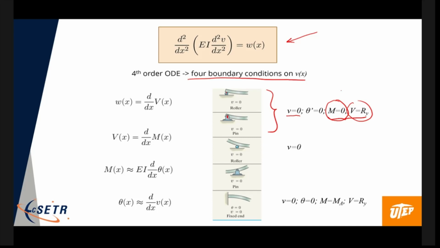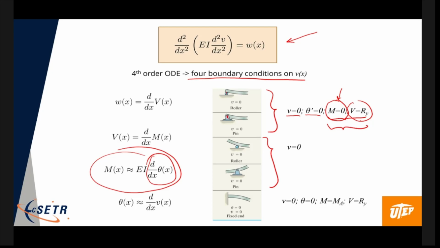Since the moment is 0, recall from here, if the moment is 0, that means the first derivative of the slope has to equal 0. That's what we have there. Okay. Now, if the pin or the roller is in the middle of the beam, you can't make those relationships because you actually have the internal forces of the beam acting on that as well.